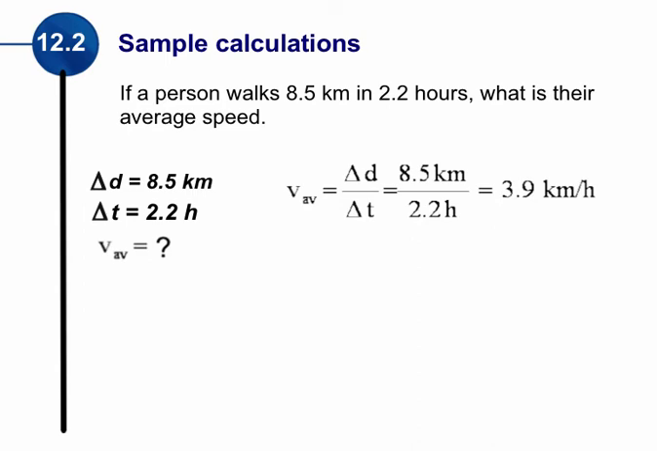The only thing we have to do now is answer the question. And the question was, what is their average speed? So the average speed is 3.9 kilometers an hour. And it's really that simple. Write down your givens, find the equation, plug them in, answer your question.